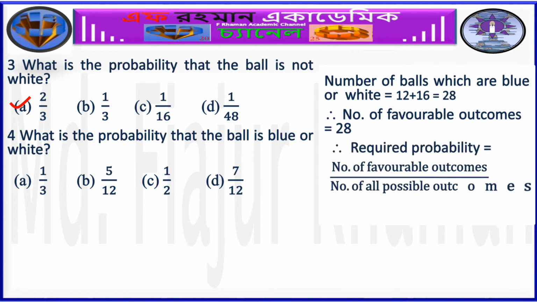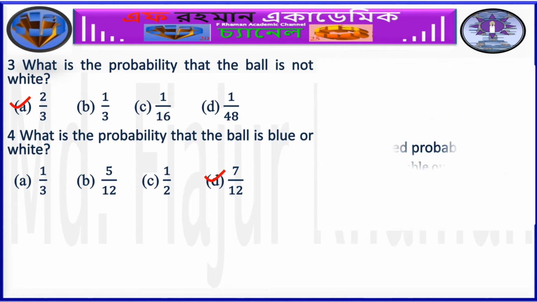Therefore, the required probability is equal to the number of favorable outcomes by the number of all possible outcomes, which is equal to 28 by 48. 4 is a common factor between 28 and 48. That's why we can write 7 instead of 28 and 12 instead of 48, which is equal to 7 by 12. That's why our correct answer is option D.